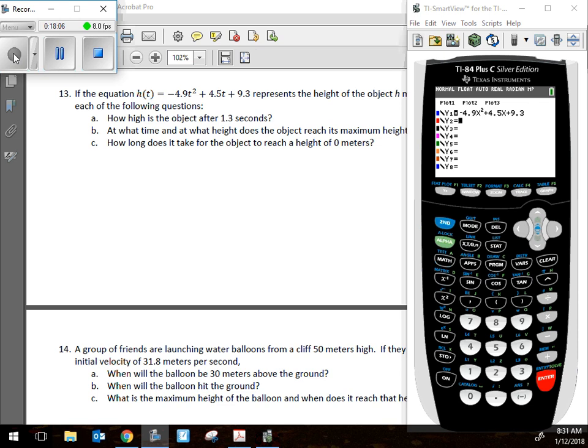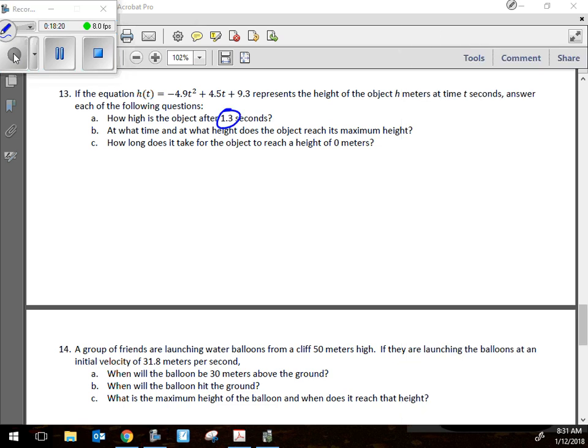Okay, so I've got my equation typed into my calculator on the y equals line. And then it asks me for the following questions. How high is the object after 1.3 seconds? I want you to just think about this for a second. 1.3 seconds has to go in this equation somewhere. Is it the h of t, which sounds kind of like height and actually is height? Or is that the t, which sounds like time and it actually is the time? So do you get how you put the 1.3 right there?